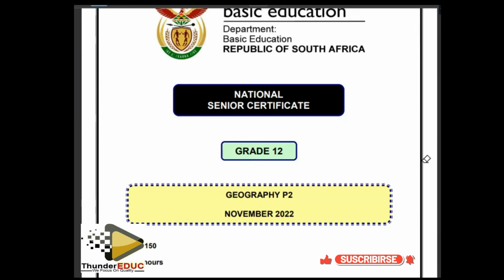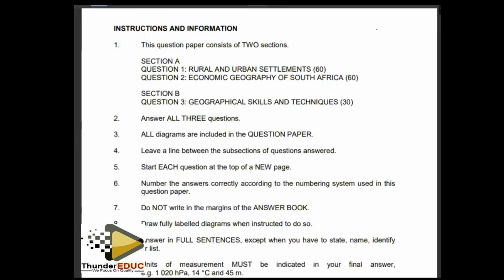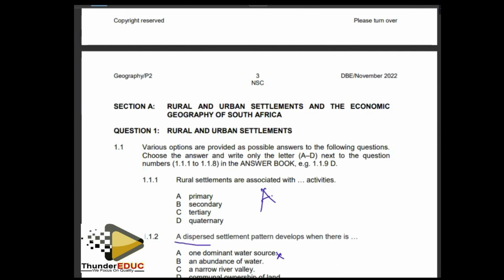In preparation for the June exam that is coming soon, I decided to also prepare you for paper 2, one of the papers that you are going to write. Okay, so 1.1 is saying that you use 1.1.1 A, 1.1.1 B. So you just write the number and the letter.